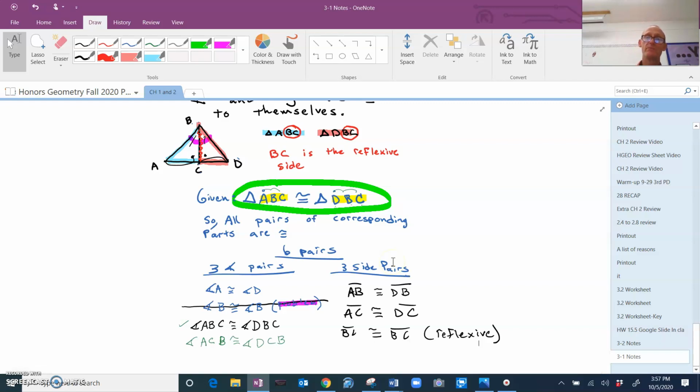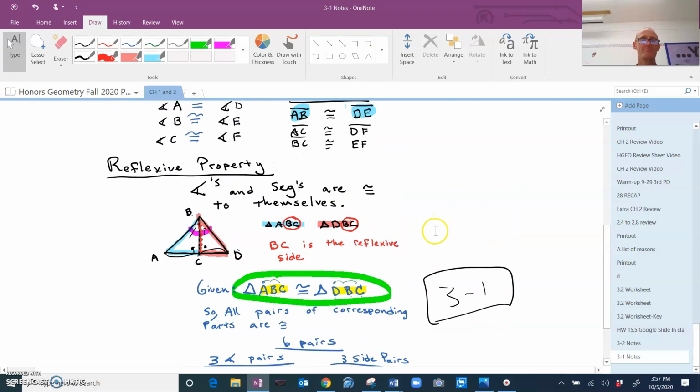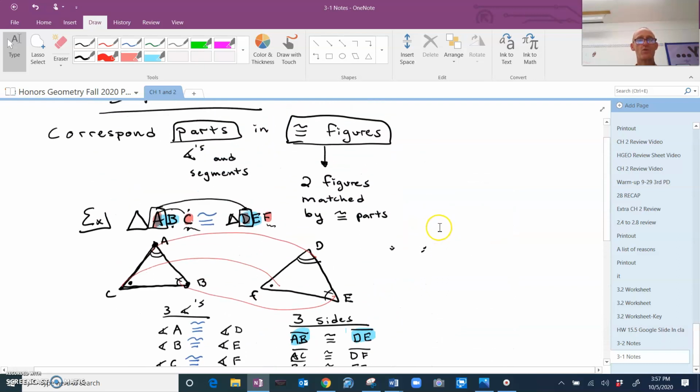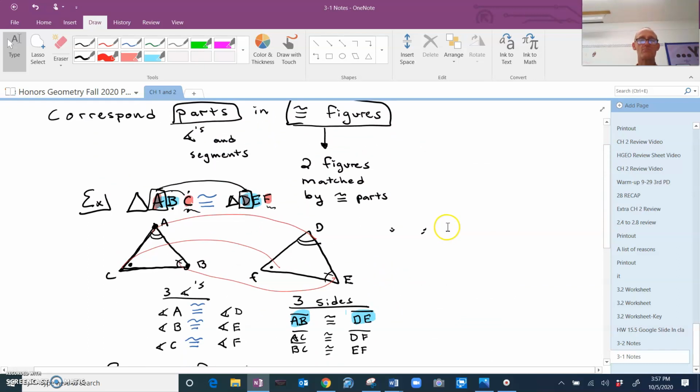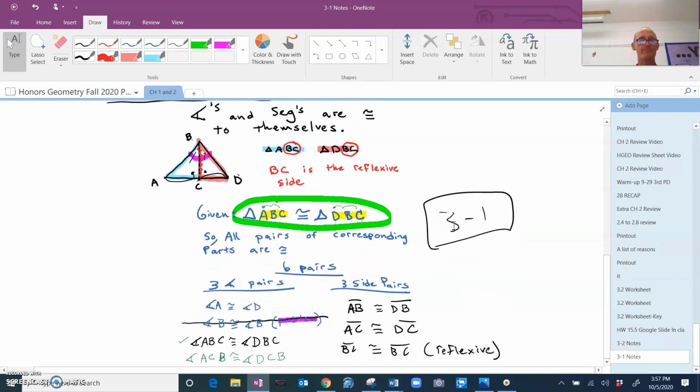that's 3-1. Angle pairs and reflexive property. Corresponding parts in congruent figures. Match them up. Right? Follow the correct order. Order is important. A to B to C. D to B to C.